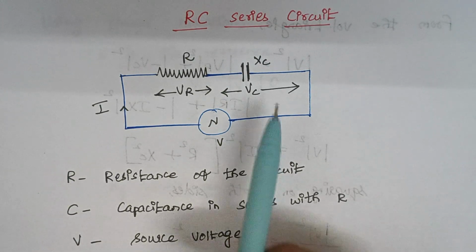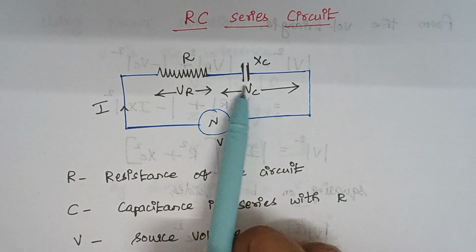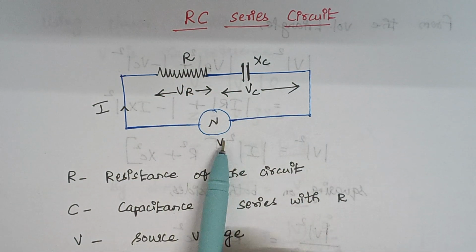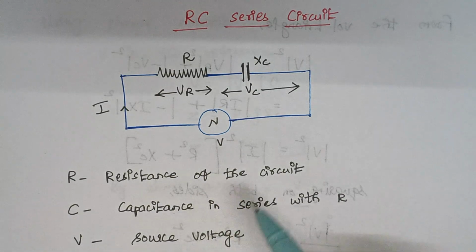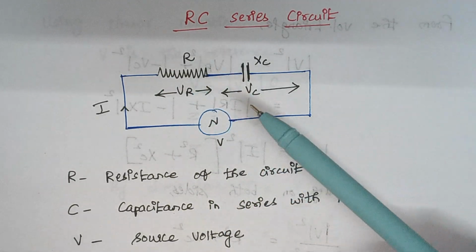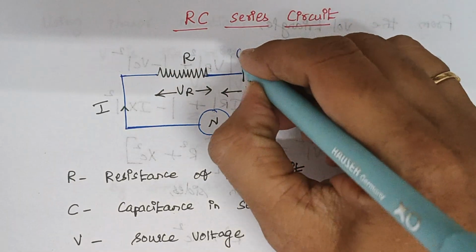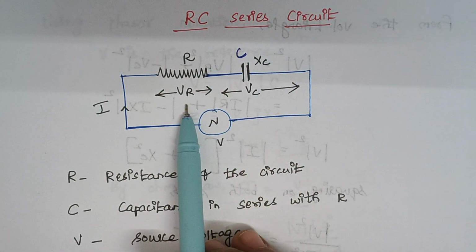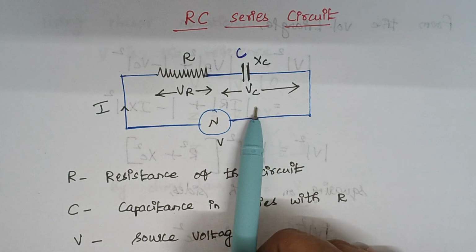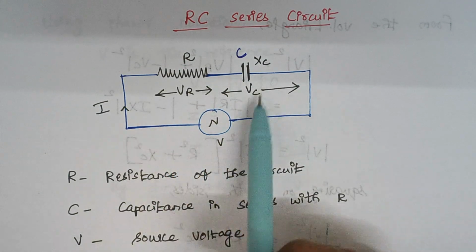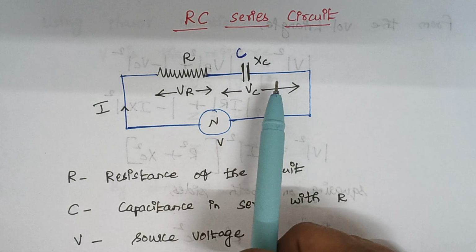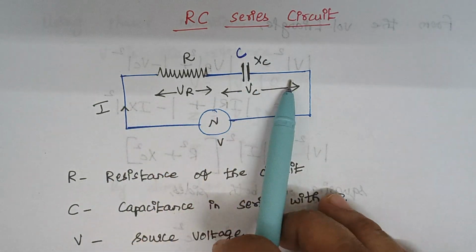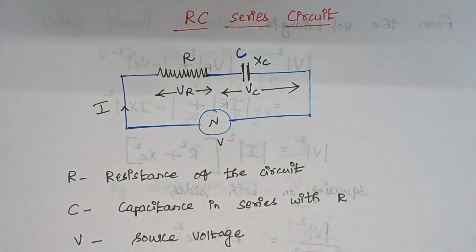So here, as the name indicates, a resistor and a capacitor are connected in series and they are connected to a voltage source V here. As we all know, R denotes resistance and this is your capacitor C. VR is the voltage across the resistor and VC is the voltage across the capacitor. XC is nothing but capacitive reactance. I is the current that flows through the circuit and V is the source voltage.